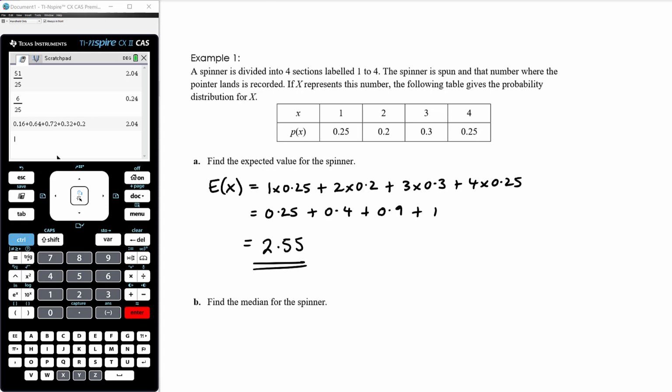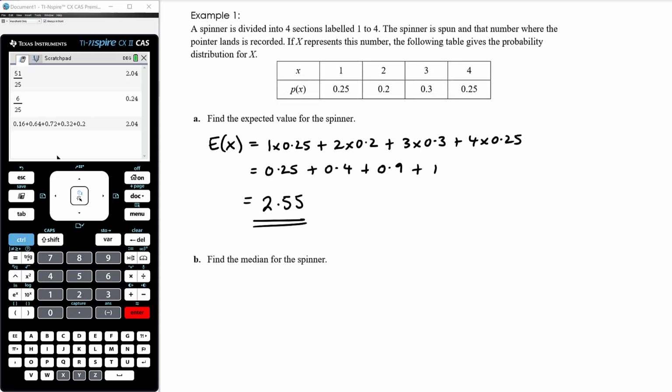If we were to play this game lots and lots of times and average our score, it should turn out to be 2.55. Okay. Find the median for the spinner. Okay, so we gradually add up the probabilities until we get to the category where we equal 0.5 or we exceed 0.5. So 0.25 plus 0.2, so together they are 0.45, so we're not quite at 0.5. Adding that one on, we're now up to 0.75, and so therefore 0.5 sits somewhere in that category, and so the median value of x is 3.